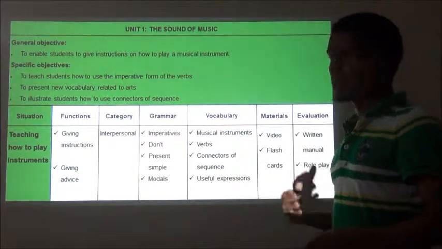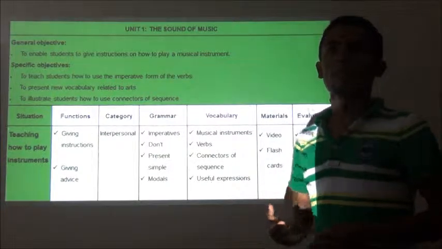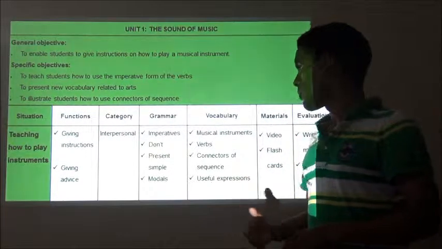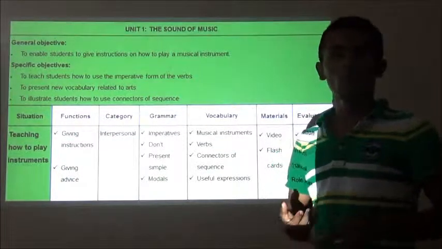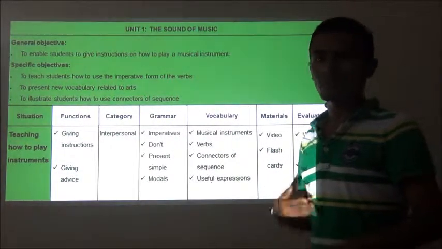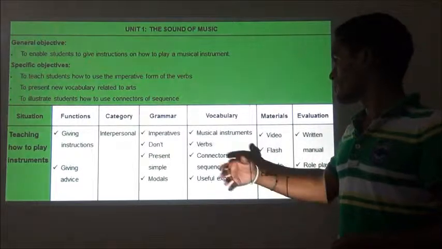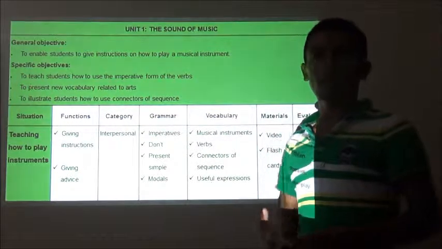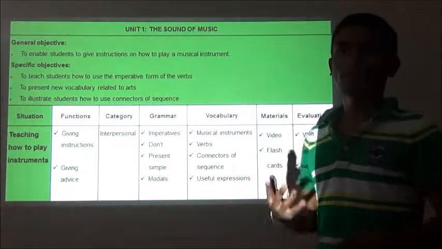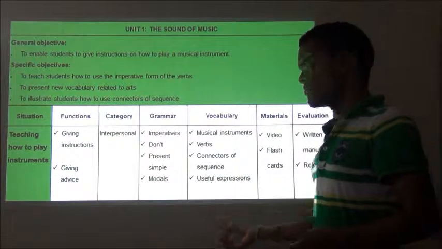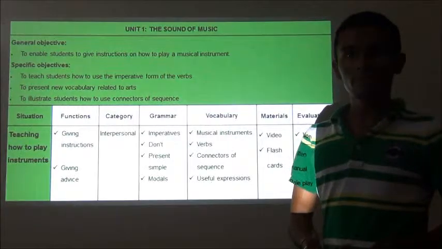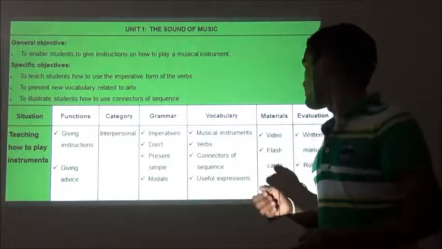Vocabulary also includes musical instruments such as guitar, piano, flute, among others, and verbs such as put, play, hold, among others. Connector sequences such as first, second, then, after that, finally. And useful expressions such as don't forget to, remember to, and so on.